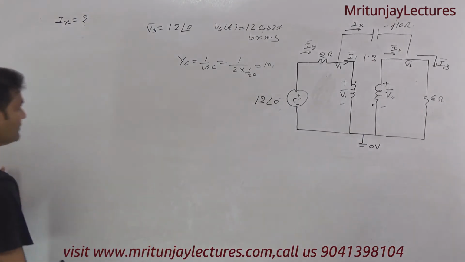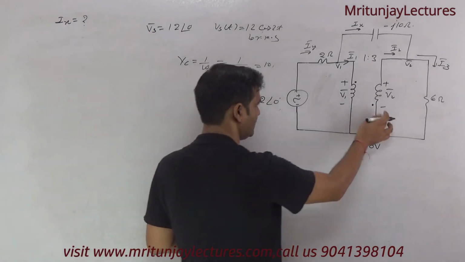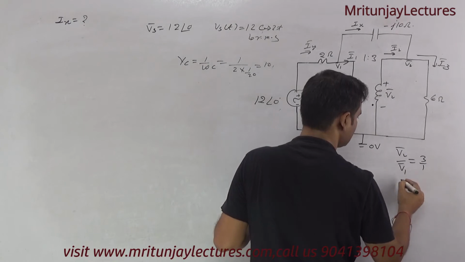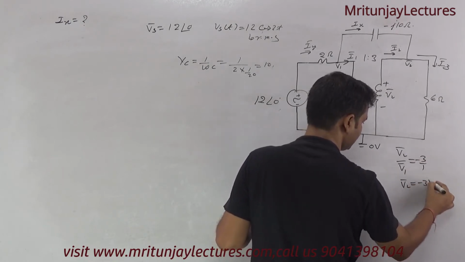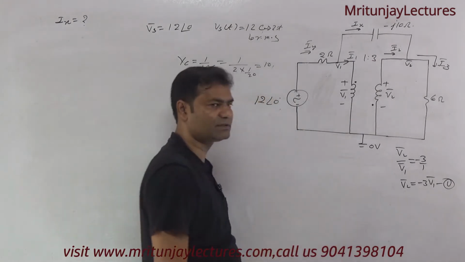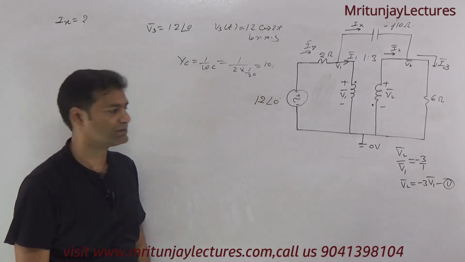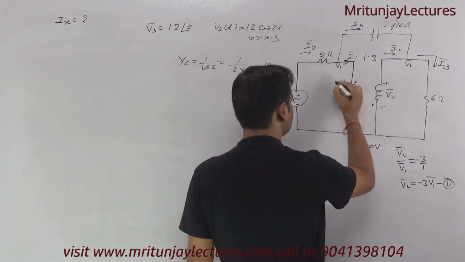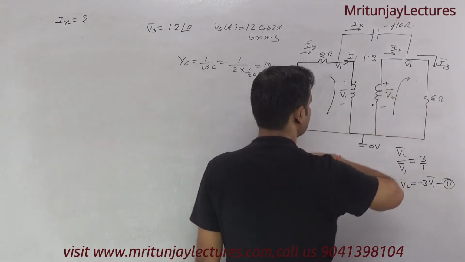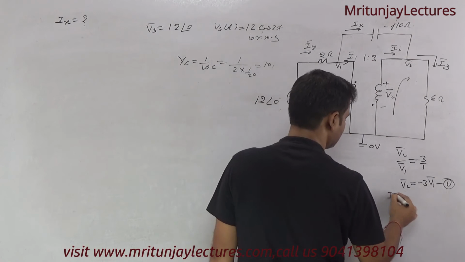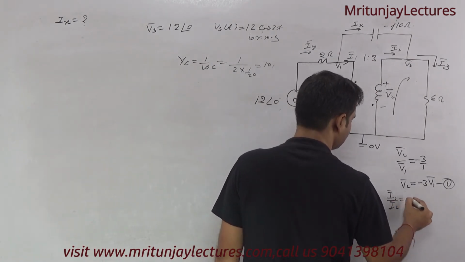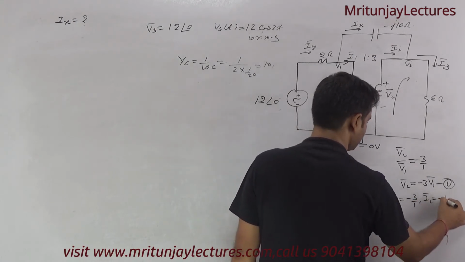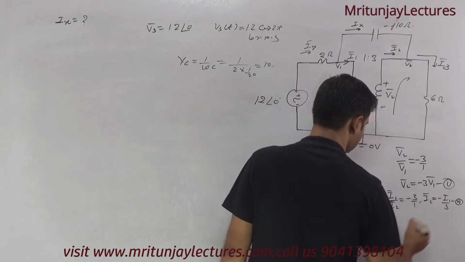Now what is the relation between V2 and V1? V2 by V1 is equal to minus 3 by 1, so V2 is equal to minus 3 V1, equation number 1. Why minus? Because the polarity is different, as I have already discussed. And what about current? I1 is going down and I2 is entering, so I1 by I2 is equal to negative N2 by N1, which is 3 by 1, so I2 is equal to minus I1 by 3, equation number 2.